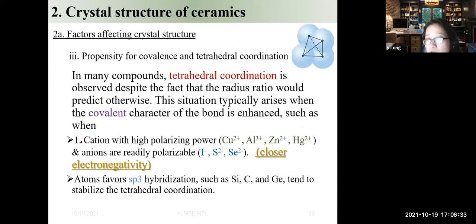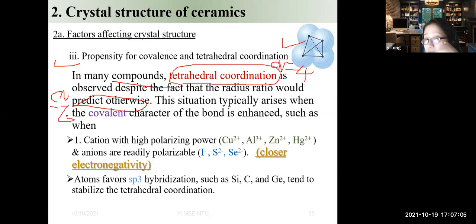Also, this one is important. Some student feedback looks very dodgy, right? But actually, if you read, in many compounds, tetrahedral coordination is observed. Tetrahedral coordination is something like this, which means your coordination number is equal to 4. If you rephrase in your own words: in many compounds, the coordination number is 4, despite the fact the radius ratio would predict otherwise. From this RA over RC table, maybe the coordination number is supposed to be 6, but it's not 6 anymore, it is 4.